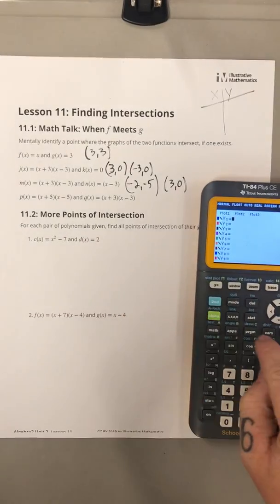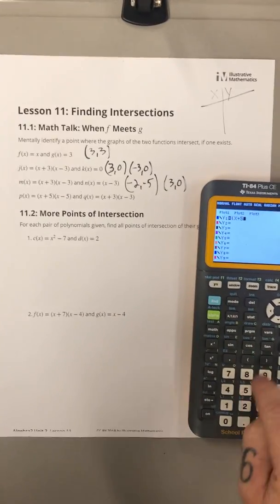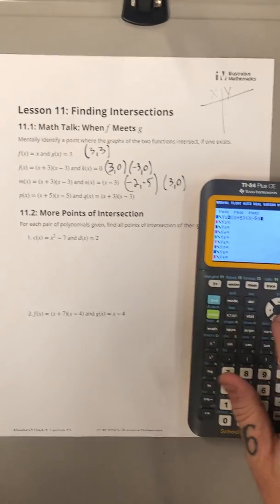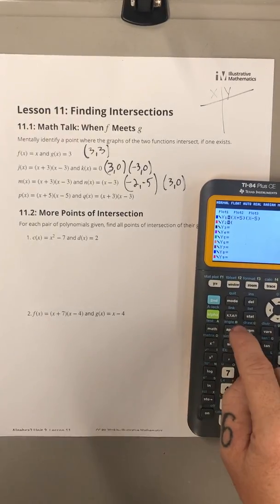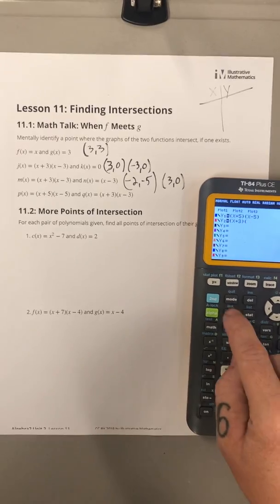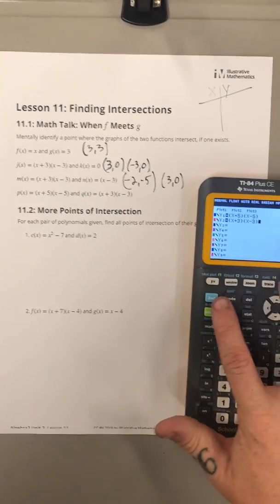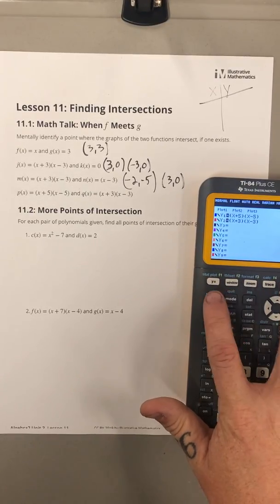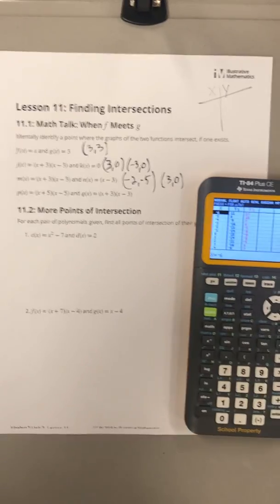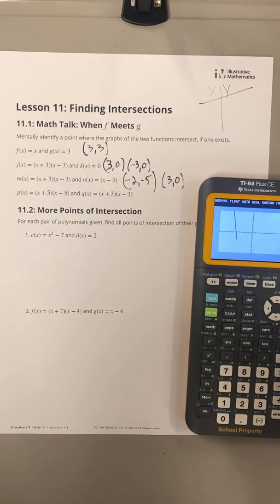Okay, for this one, x plus 5, x minus 5, and then x plus 3, x minus 3. And I'm just going to go straight to the table. Actually, let me go to the graph. Okay, so that's one graph.